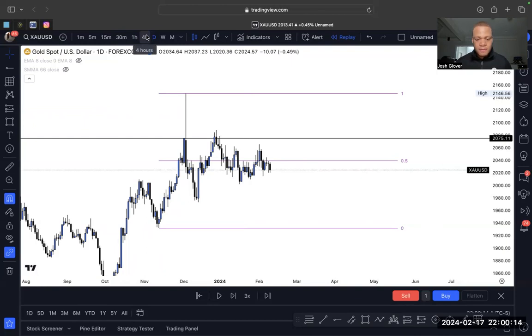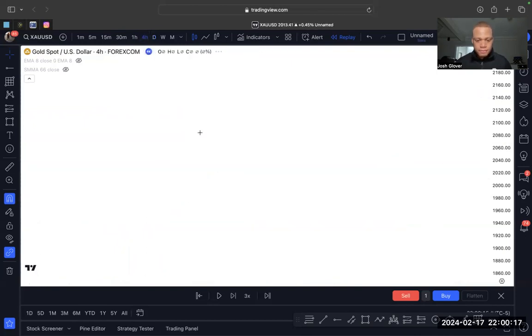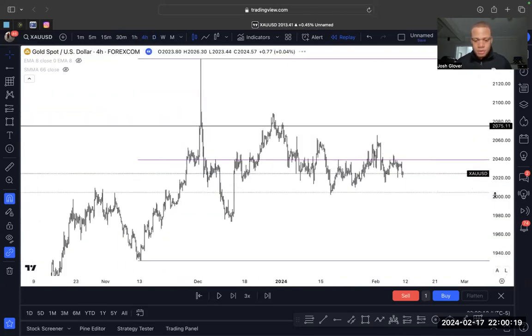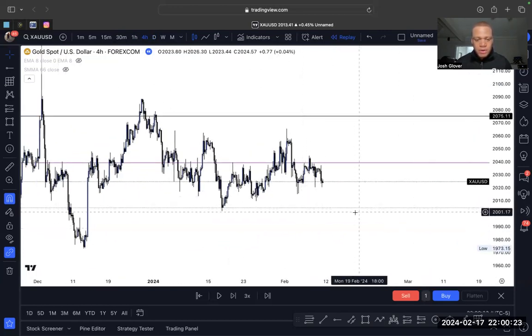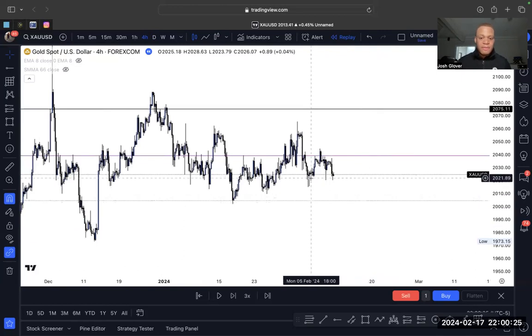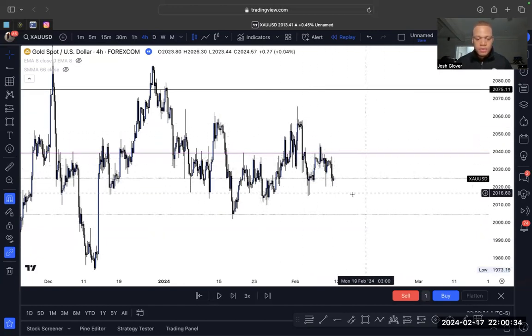So let me go down to the 4 hour. So price is right now what we would call in the discount. Nothing too crazy going on in the sense of there haven't been any crazy breakouts out of these highs or these lows. That's when I would start to be looking for trending moves, possibly swinging some moves. But right now we're trading within a range.